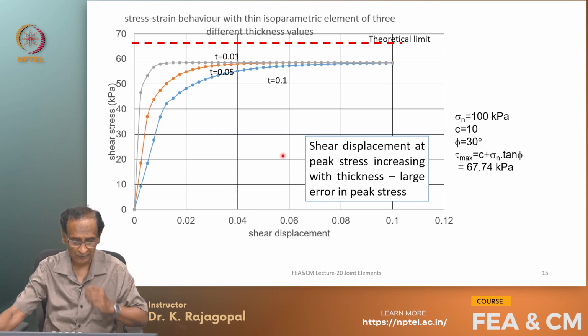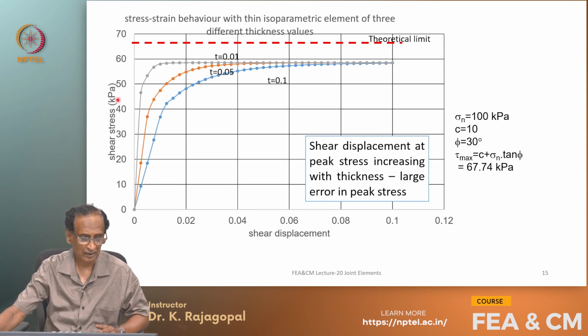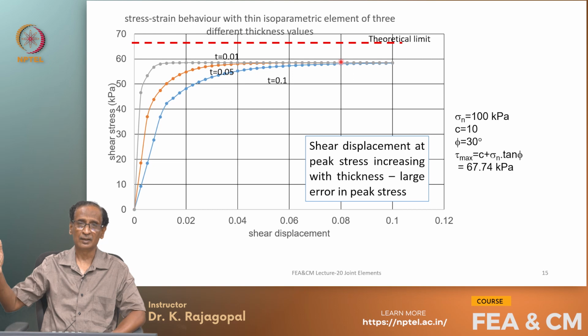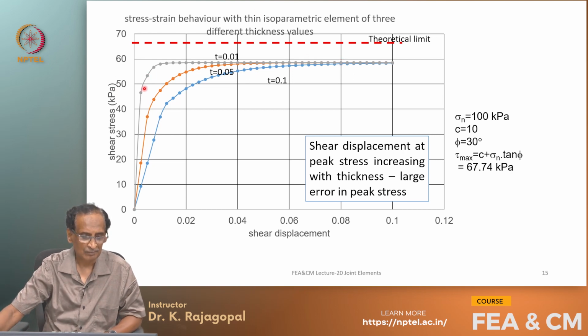And if you plot a graph between the shear displacement and the shear stress, these are the different graphs, and you see with the different thicknesses of 0.01, 0.05, 0.1, we get different results. And of course, the ultimate stress is the same, because that is controlled by the plastic limit, whereas the actual stress strain behavior is different. With 0.01, the peak stress is reached at a very low displacement, maybe about 0.01, but with 0.1 it is reached almost at about 0.08 or 0.09.